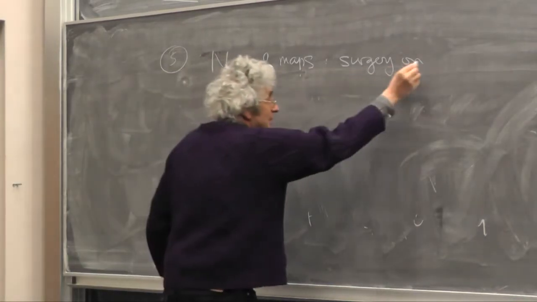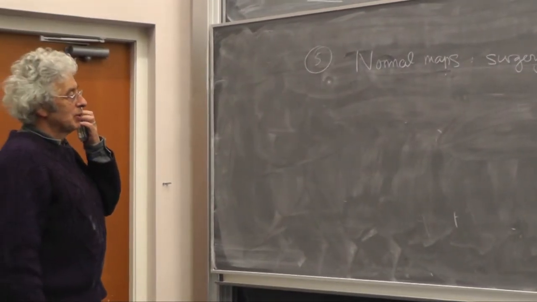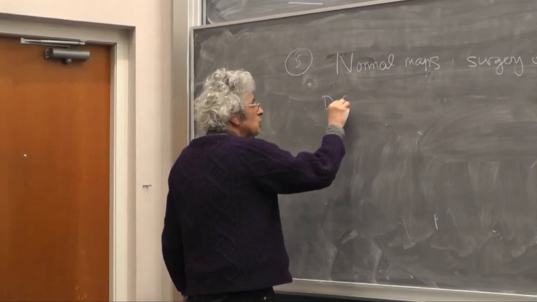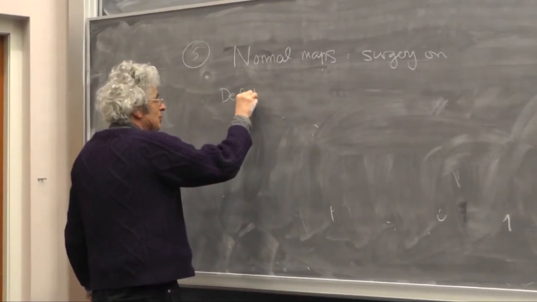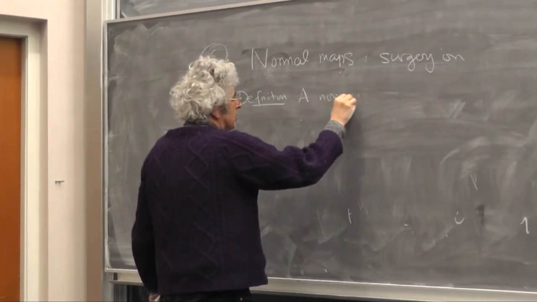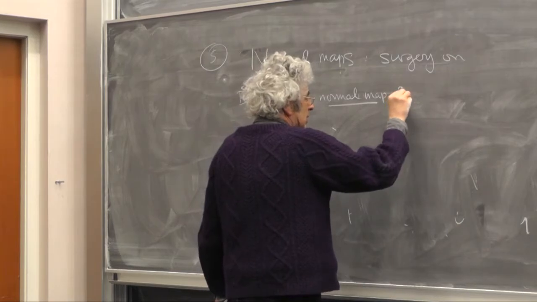So before, I failed to do surgery on manifolds, now I'm trying to do surgery on normal maps. So the definition is much more general than is normally, so to speak, accepted. A normal map looks like this.